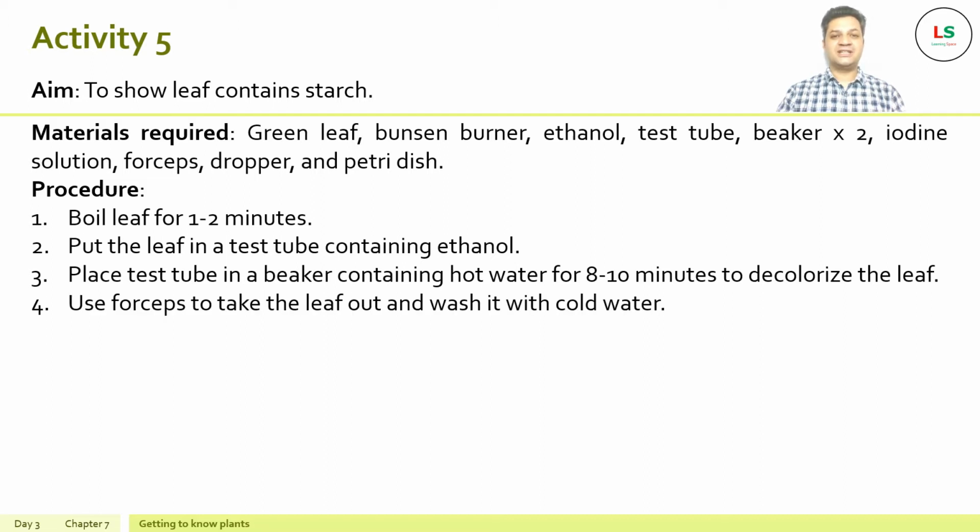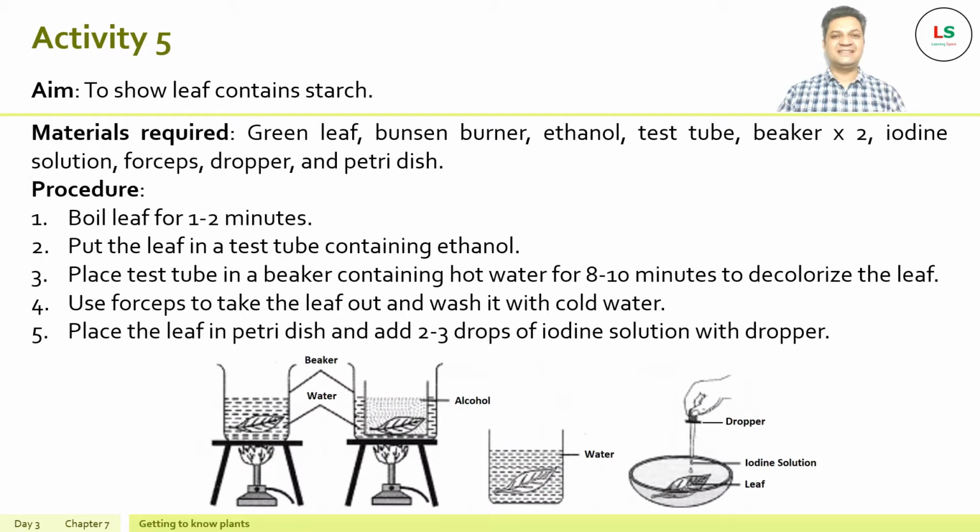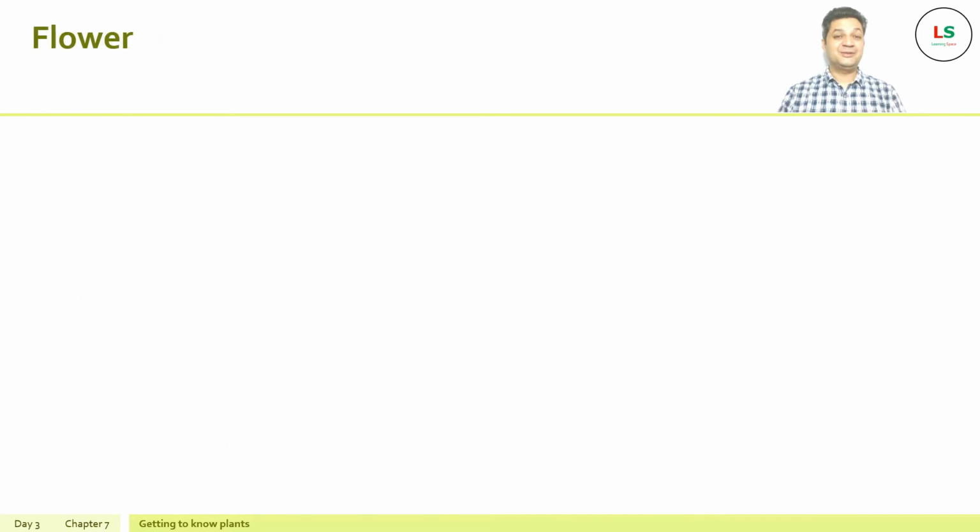Use forceps to take out the leaf from the test tube and wash it with cold water. Now place this leaf in the petri dish and add 2 to 3 drops of iodine solution. And what we see is the purple black color appearing on the leaf, which is an indication of the presence of starch.